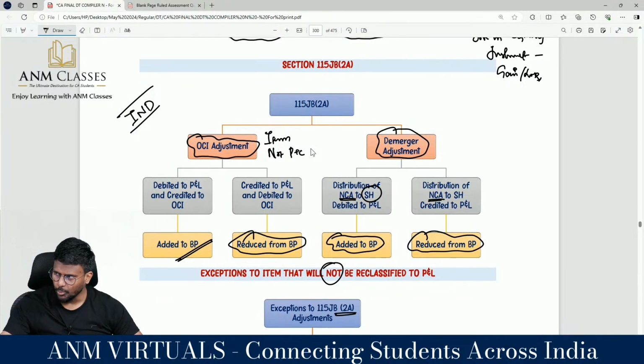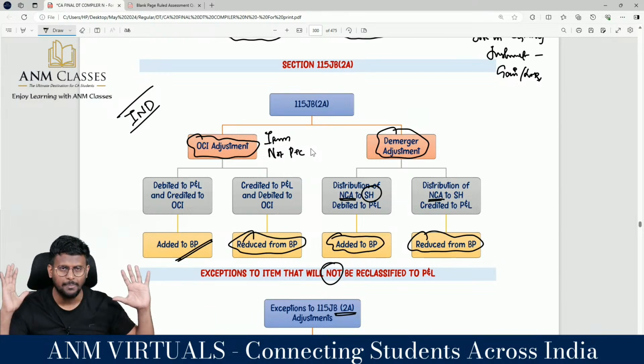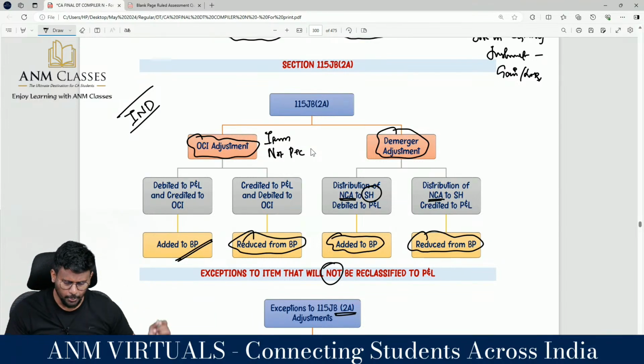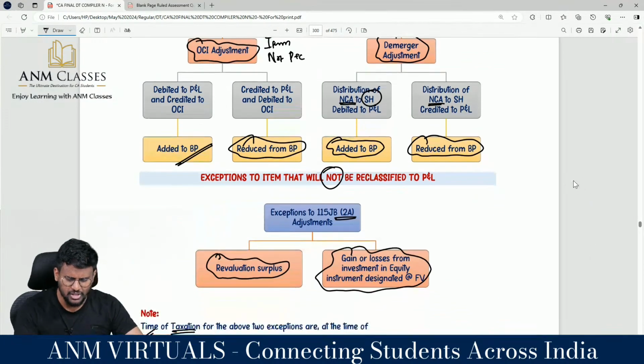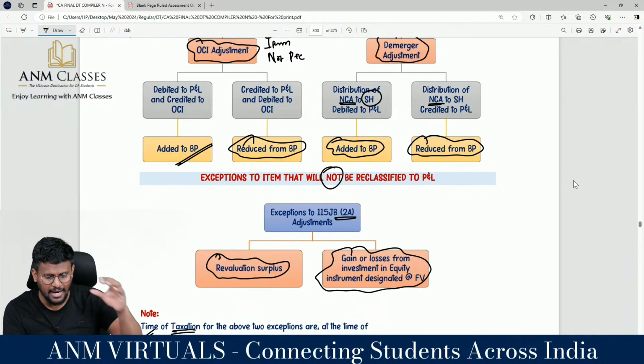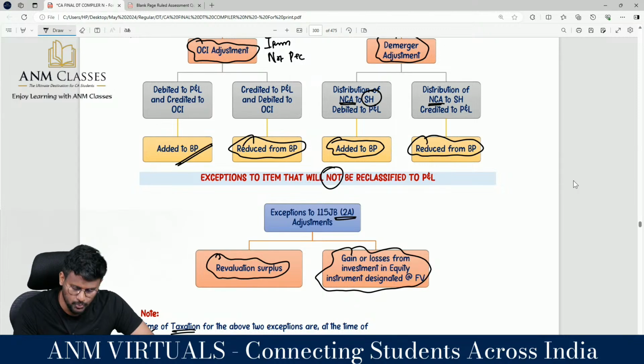You have to check: debited to P&L account, credited to OCI should be added back. Debited to OCI and credited to P&L account should be reduced. That's it. In case of demerger adjustment, distribution of non-cash asset to a shareholder debited to P&L account should be added back. Distribution of non-cash asset to shareholder credited to P&L is reduced from the book profit.